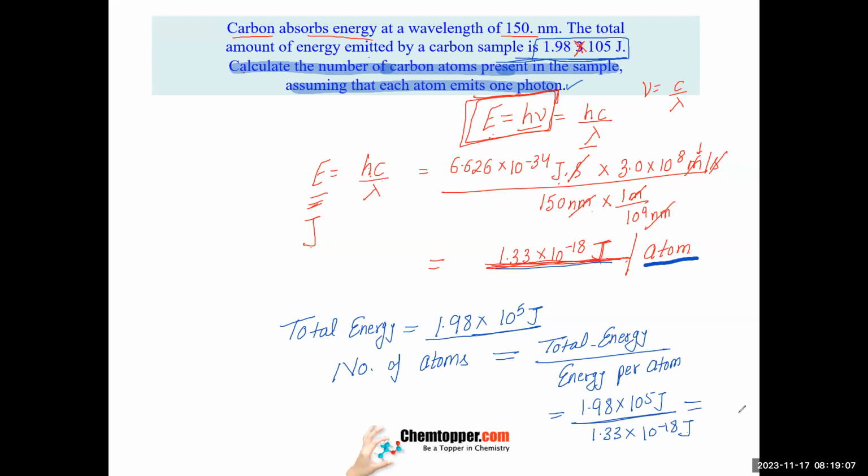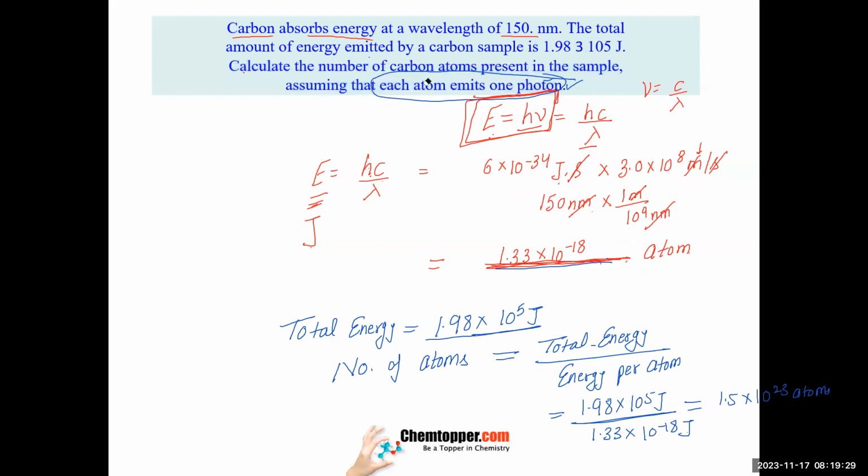How many atoms am I getting? Atoms, Anil. Because they are saying 1 photon represents 1 atom. So how many atoms are we getting? 1.5 times 10 raised to power 23 atoms. If they are not asking the number of atoms, let's say they are asking moles of atoms, then you reach up to here, to the number, and convert that into moles. So you divide this by Avogadro's number.